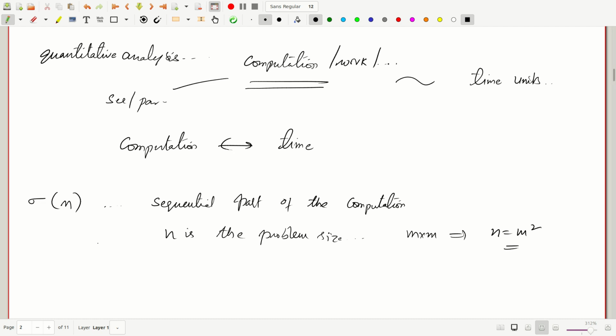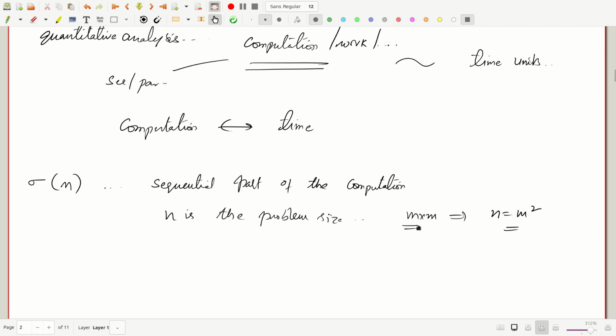Or you could even take m as your n, if you define m as your problem size. But you understand that wherever you say m, you are talking about one dimension of the matrix, not m squared.